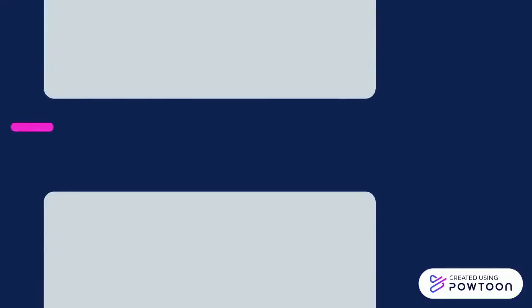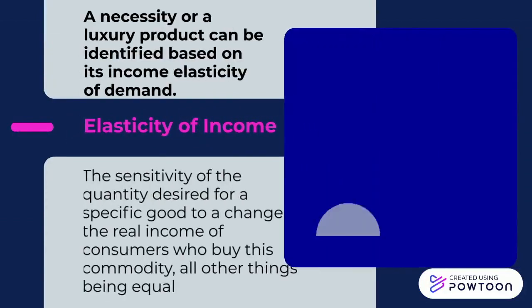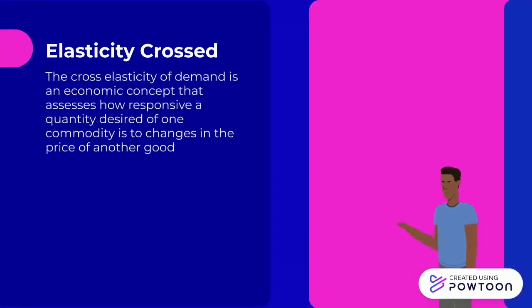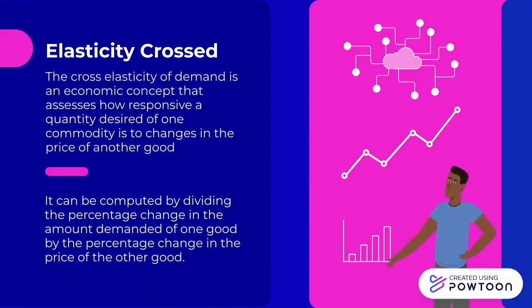Elasticity of income: a necessity or a luxury product can be identified based on its income elasticity of demand. It is the sensitivity of the quantity desired for a specific good to a change in the real income of consumers who buy this commodity, all other things being equal. Moving on to the next point, the cross-elasticity of demand is an economic concept that assesses how responsive the quantity desired of one commodity is to changes in the price of another good.